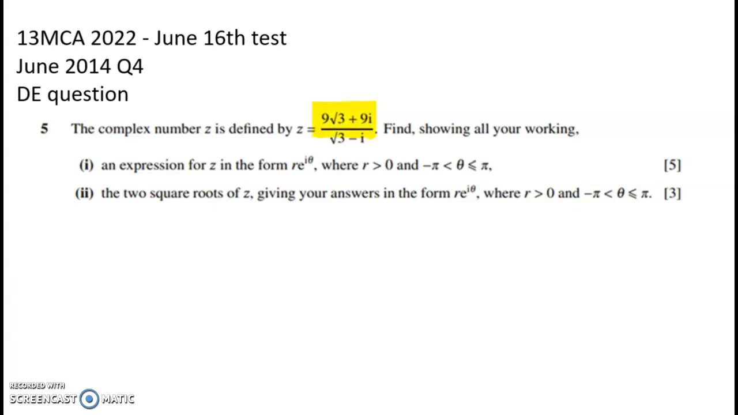So z is this thing here, and then we have to find an expression for z in the form this. We need to have a positive r, a positive modulus, and we need to have an argument theta, which is between negative pi and pi. And then we need to find the two square roots of z, giving our answers in this form. And again, we have to have a positive r and theta between negative pi and pi. So there's nothing hard about that.